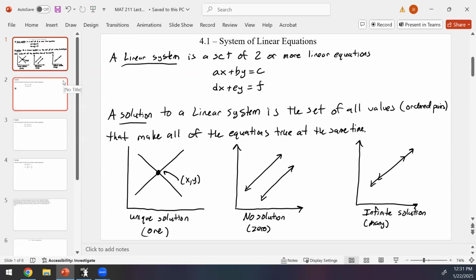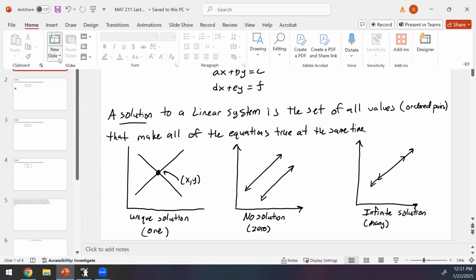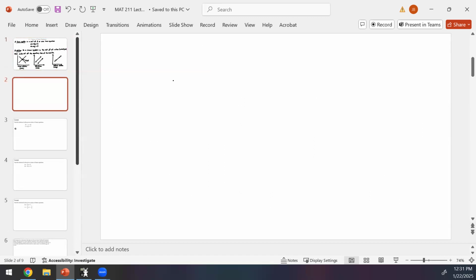Okay. And so now we have to talk about the different techniques that we can use to solve these. Let's just introduce those techniques. The two techniques that are most common are the elimination and substitution methods.